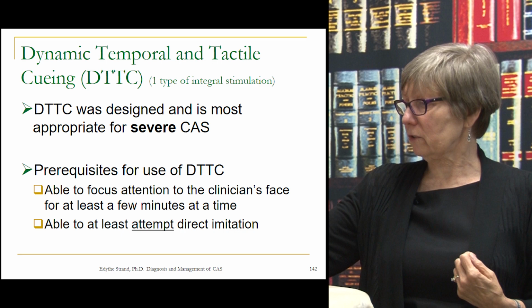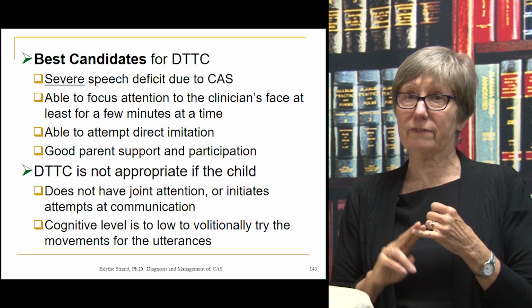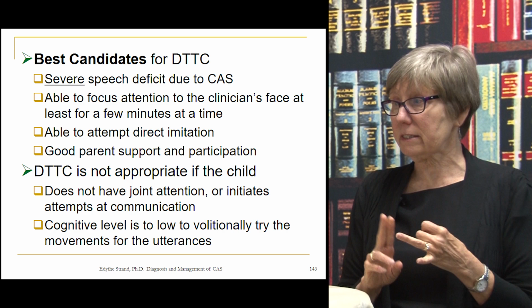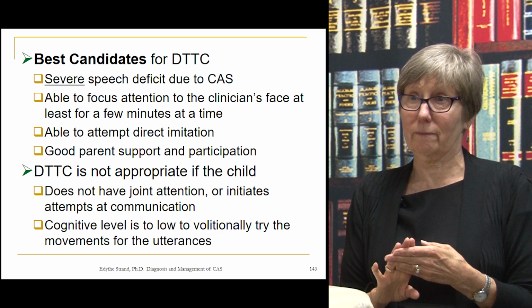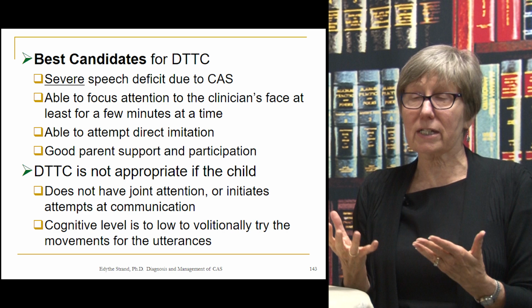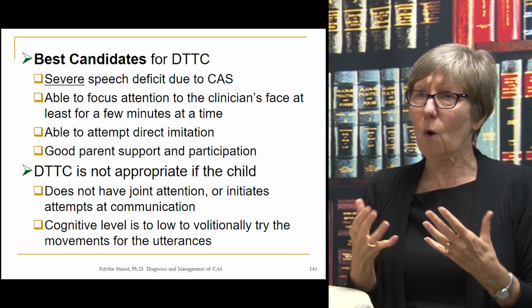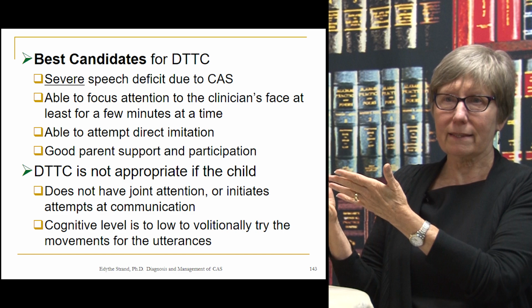The best candidates for DTTC are children with severe speech deficits, primarily due to childhood apraxia, able to focus attention for at least a few minutes at a time, able to attempt direct imitation, and have good access to therapy with good parental support and participation. You may not get that last one. I mean, sometimes the real world just doesn't allow us to have the very best situation. But I think it's also important to know what are those things that allow the best chance for the most efficient therapy. And this would be the case.